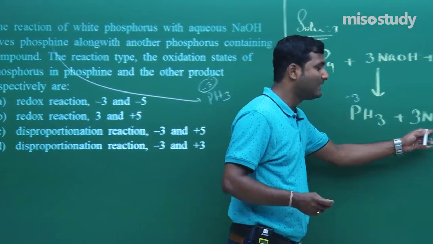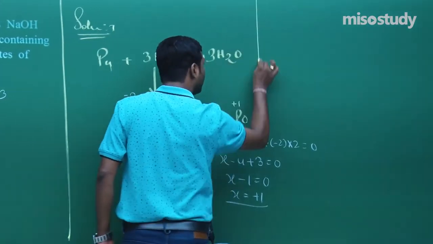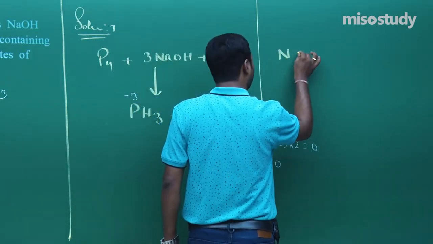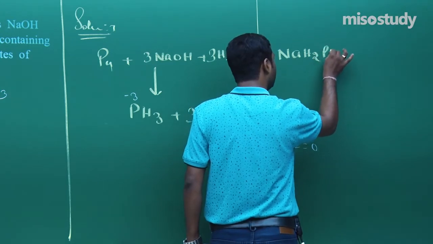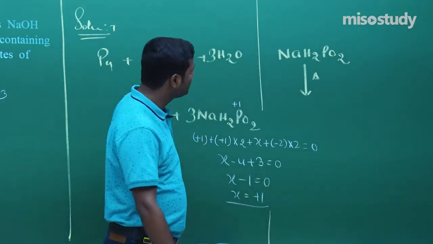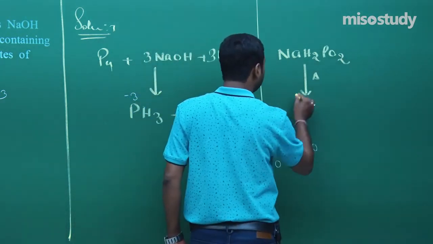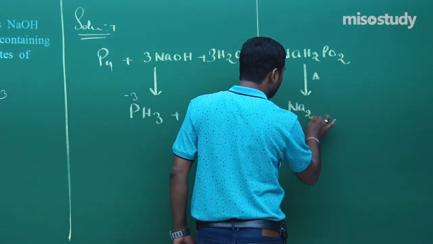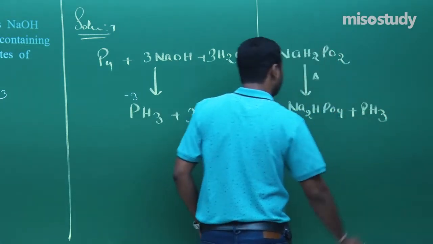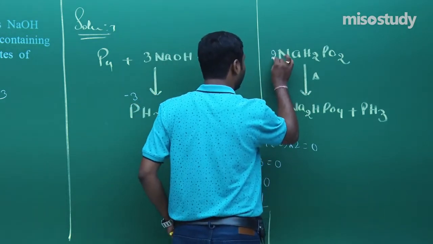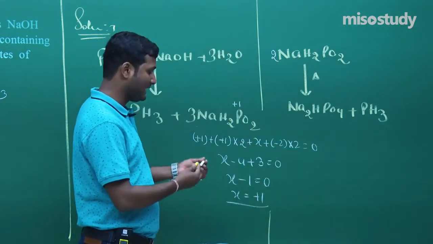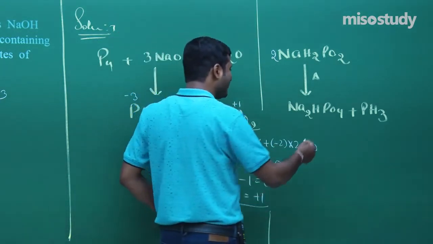That means to say this NaH2PO2 further decomposes. This is not a stable product. It further decomposes. NaH2PO2 further decomposes in presence of heat. And what will happen, sir? It's very simple. In this case, it gives you Na2HPO4 plus PH3. Clear to you what I am telling? NaH2PO2 gives Na2HPO4 plus PH3.